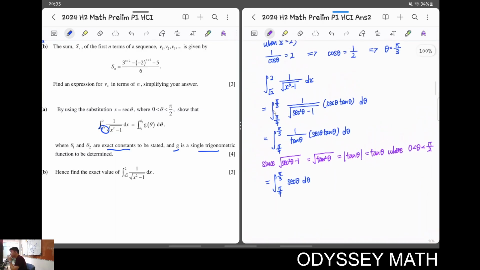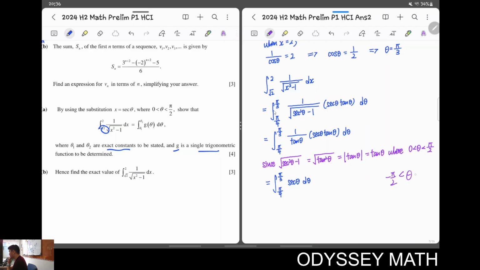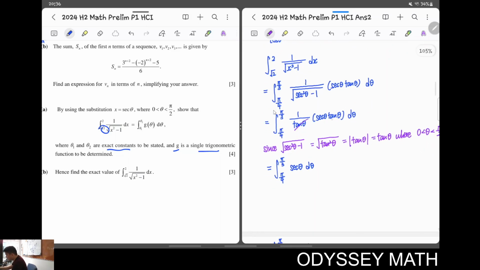Are we clear? So the nasty question would be when your tangent theta is negative. I don't think it will be this nasty, but I should say this since I already said. So let's say if your theta is more than minus pi over 2 and less than 0, your tangent theta is negative. So if you want to remove the modulus, you must put a minus in front of the tangent theta. Understand? Okay, so you cancel tangent theta, and then that will be your answer.